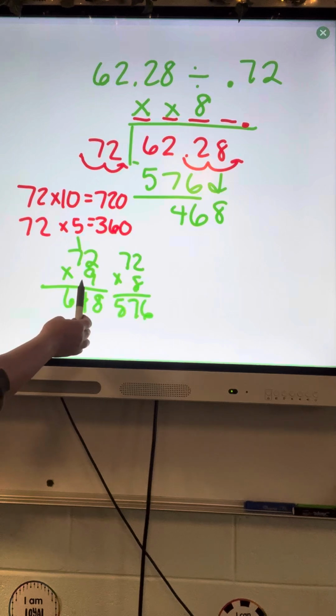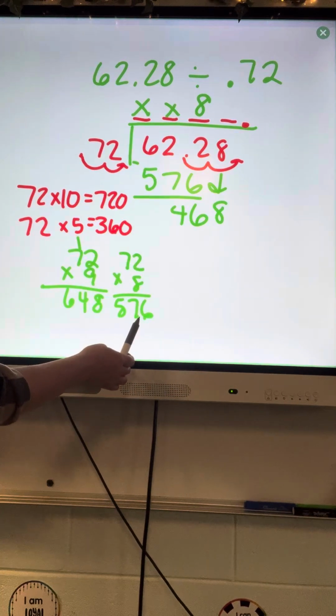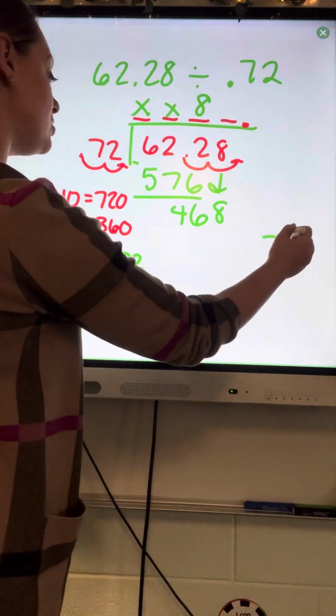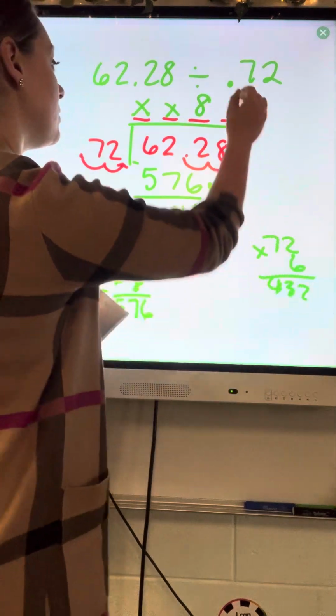And I already have my times 9 and times 8. 468 and 8 is over 100 more. So it's probably going to be times 6. And when I do 72 times 6, I get 432. So it's times 6.